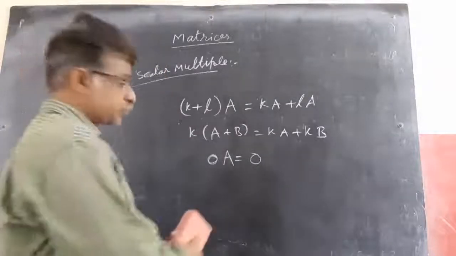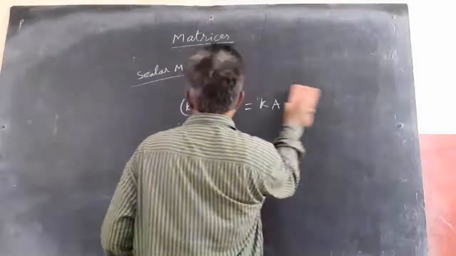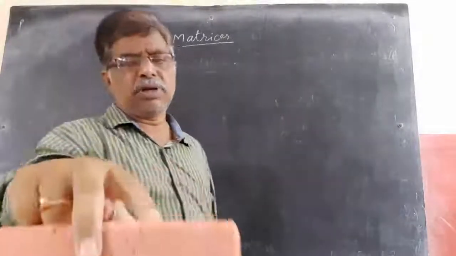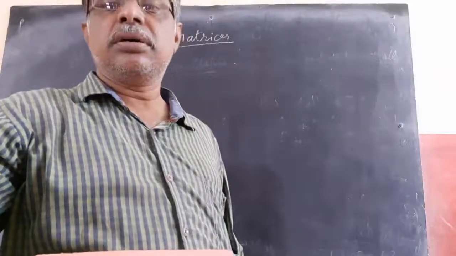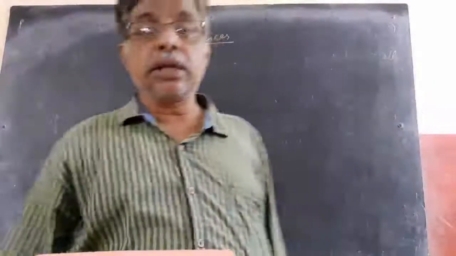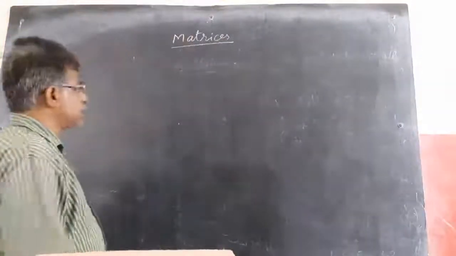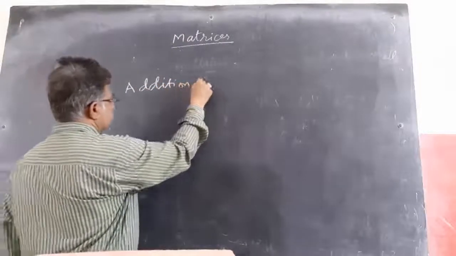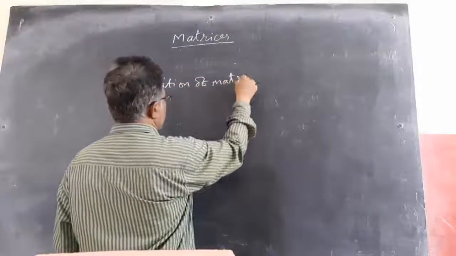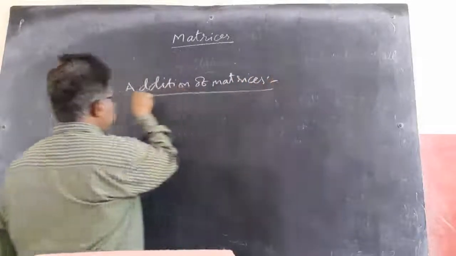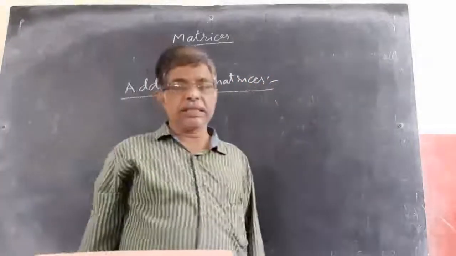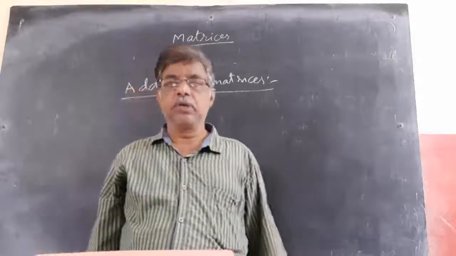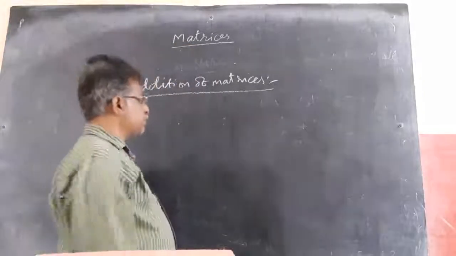Next, addition of matrices. Addition of matrices is possible only if they are of the same order. If two matrices are of the same order, then only addition of the matrices is possible.